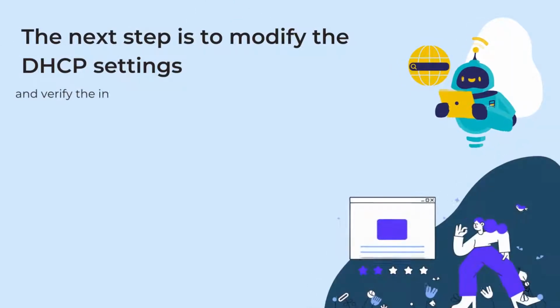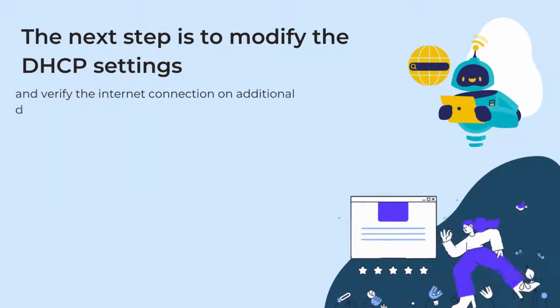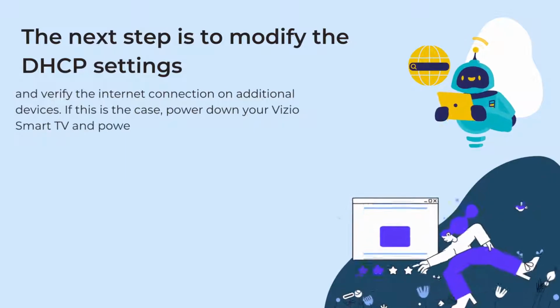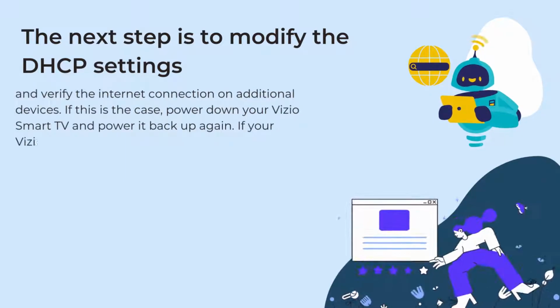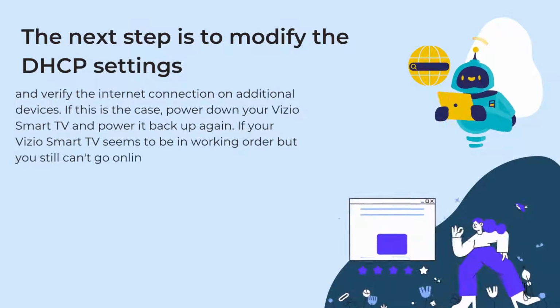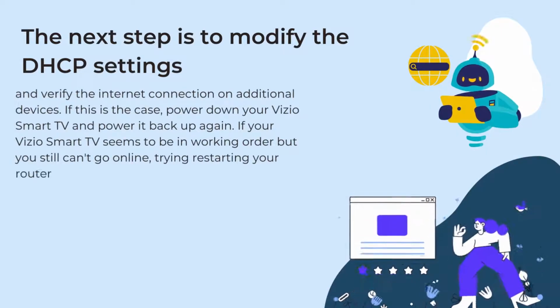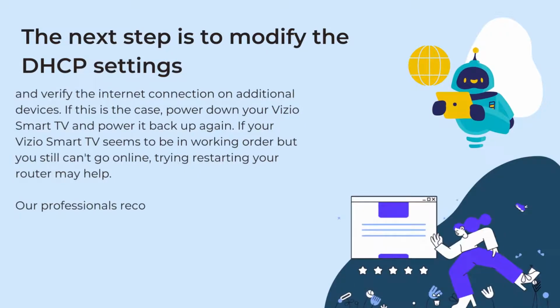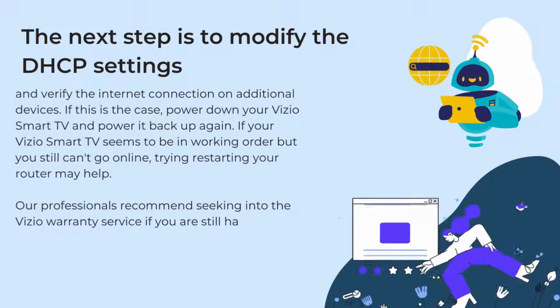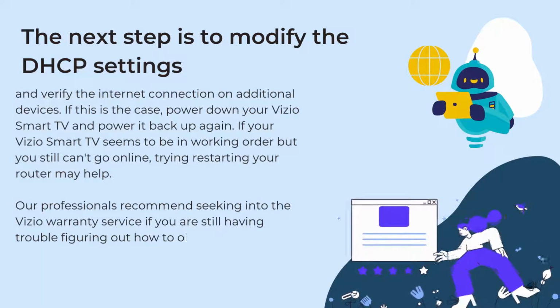The next step is to modify the DHCP settings and verify the internet connection on additional devices. If this is the case, power down your VIZIO smart TV and power it back up again. If your VIZIO smart TV seems to be in working order but you still can't go online, trying restarting your router may help.